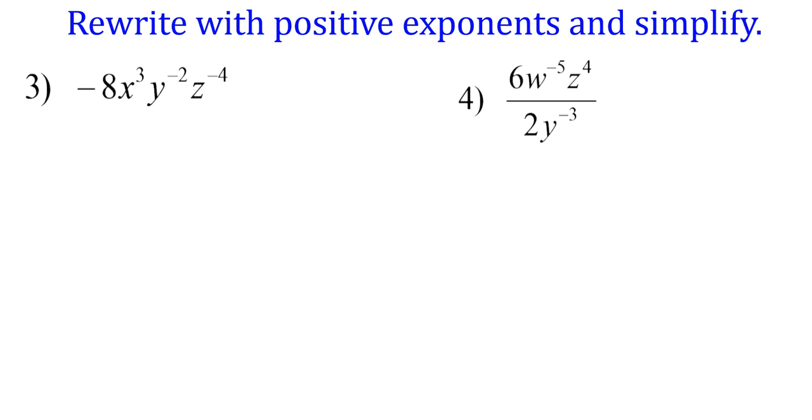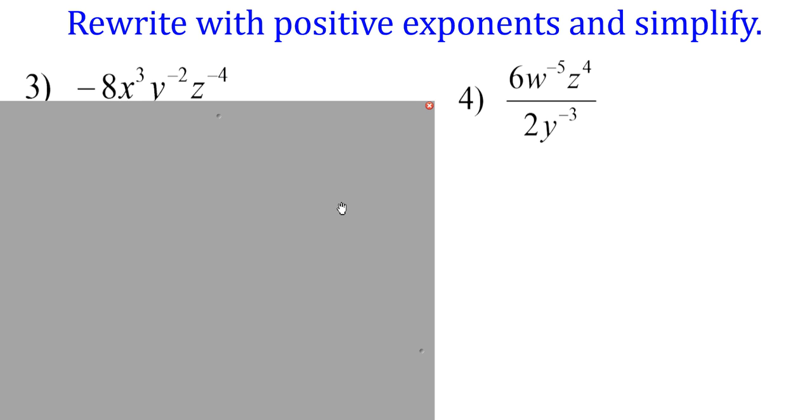So for number 3, we've got negative 8, x to the third, y to the negative second, and z to the negative fourth. So as we look at this exponential expression, hopefully your eyes are being drawn to your y and z base because they have exponents with negative values, and that's telling you that they're in the wrong location. They don't belong in the numerator, they belong in the denominator. So let's rewrite the expression so that they are where they belong.